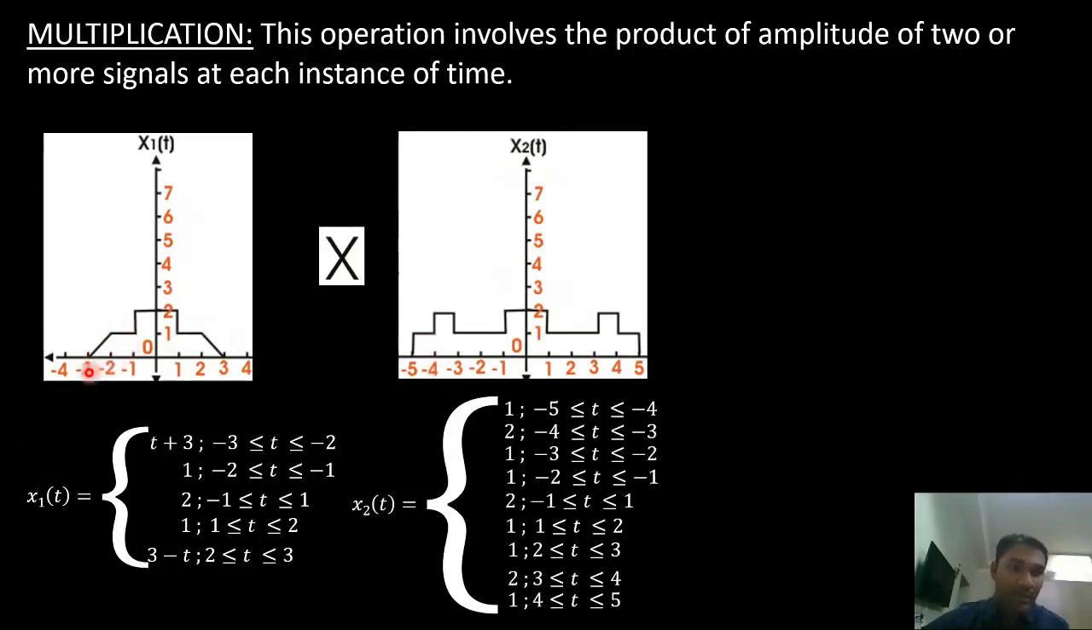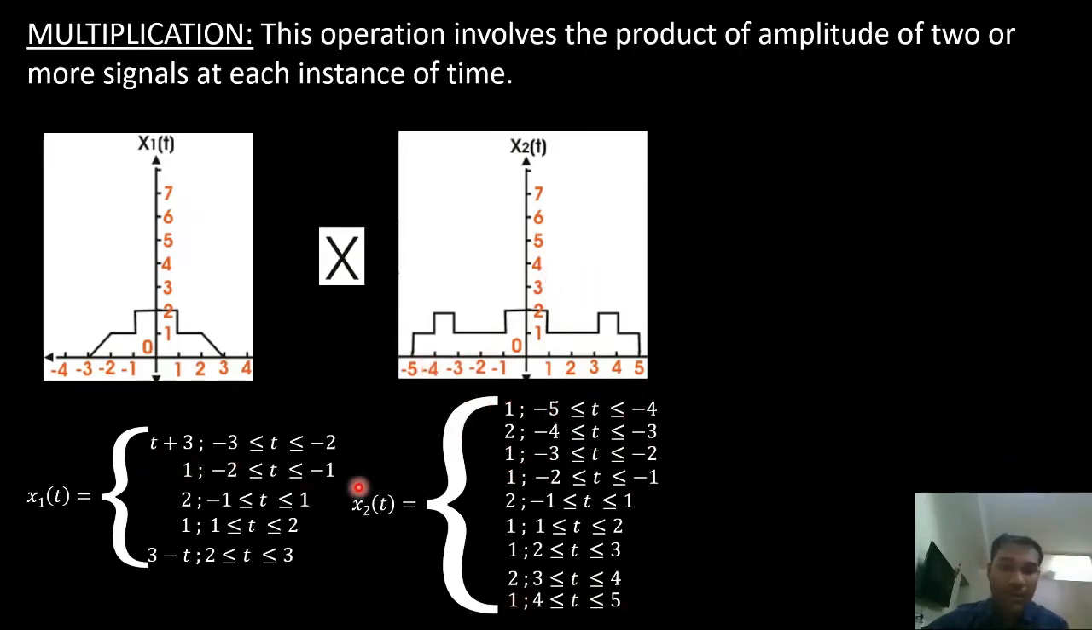The first signal starts from minus 3 and ends at plus 3. The second signal starts from minus 5 to plus 5. I'm writing them individually so that the multiplication will be straightforward. I can look at the range and then just multiply the corresponding amplitudes. You can write it however you want. You can just write from minus 3 to minus 1, combine these two, and write that the amplitude is 1. For simplicity, I'm splitting the ranges.